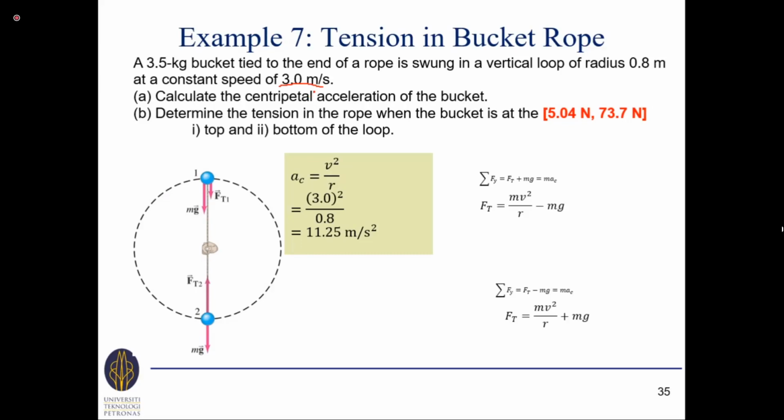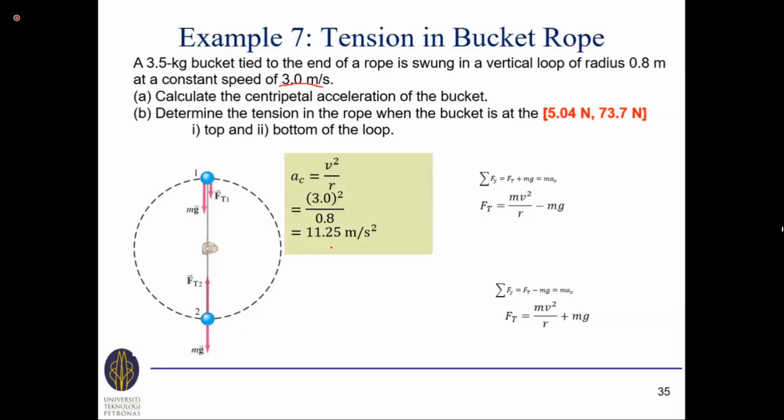Then to calculate the centripetal acceleration, we know that the equation is a_c equals v squared over r. For this one, you have already been given the speed and you also have the radius, so you just plug in all the numbers and you will straight away get 11.25 meters per second squared. So that should be your centripetal acceleration.